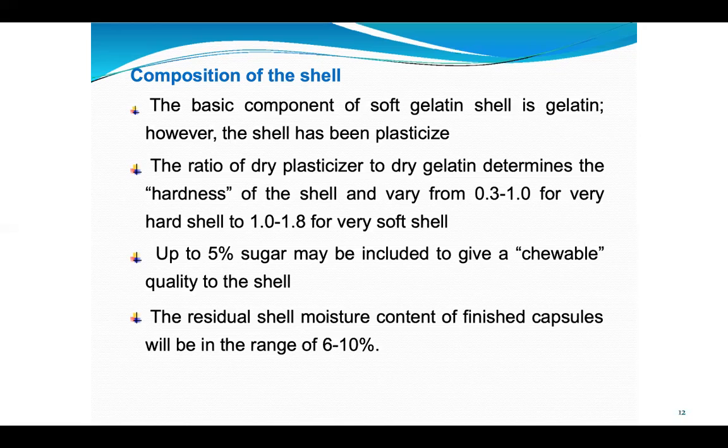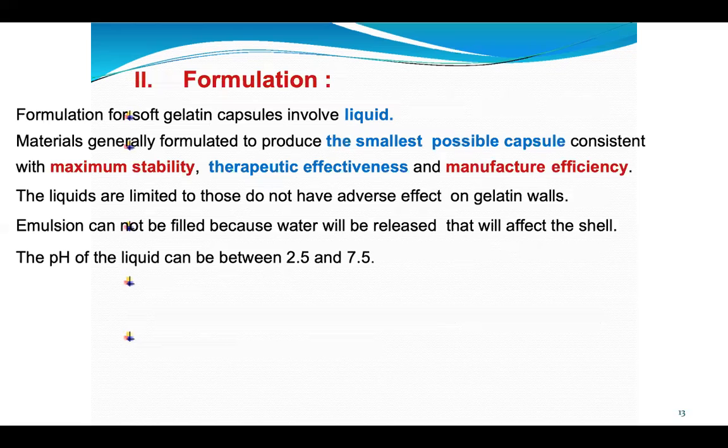The residual shell moisture contents of finished capsules will be in the range of 6 to 10%. Formulation. Formulation for soft capsules involves liquid materials generally formulated to produce the smallest possible capsule consistent with maximum stability, therapeutic effectiveness, and manufacture efficacy. The liquids are limited to those that do not have an adverse effect on gelatin shells.